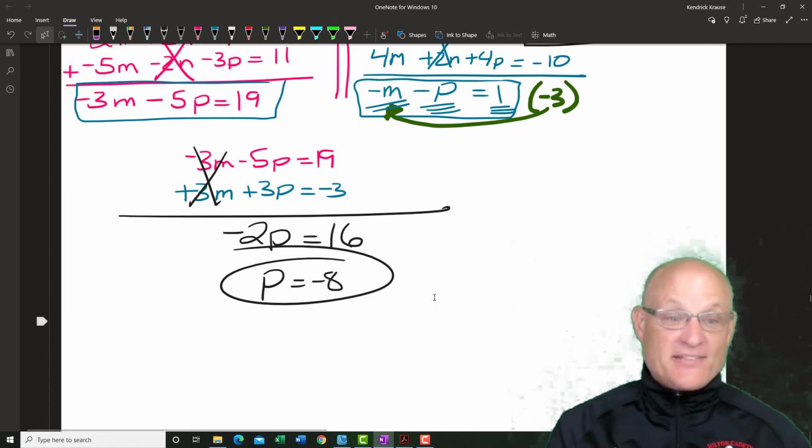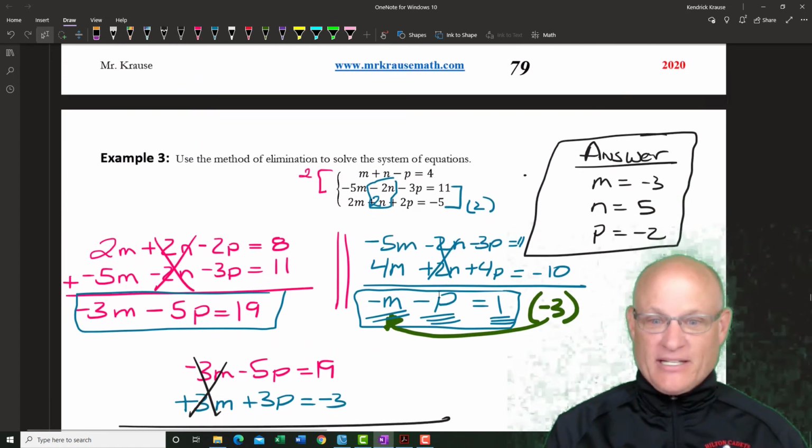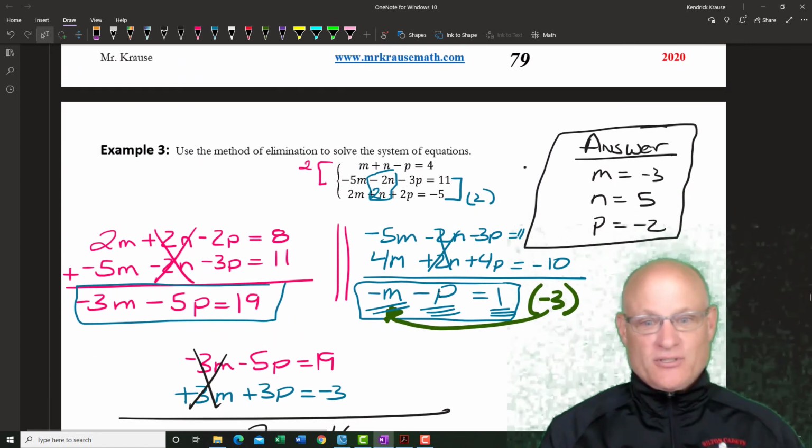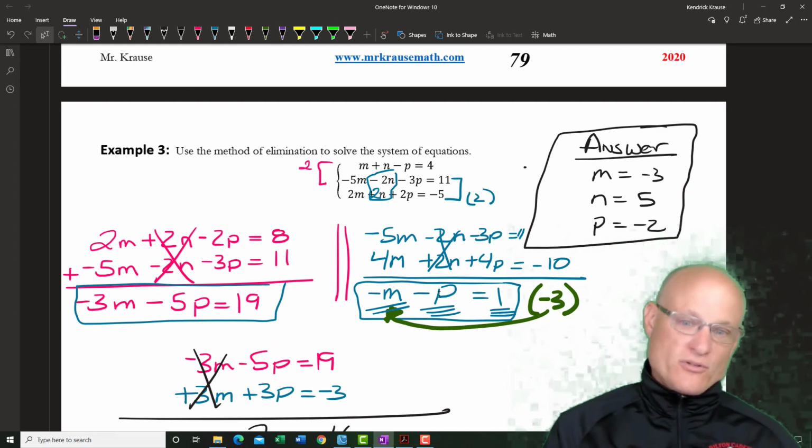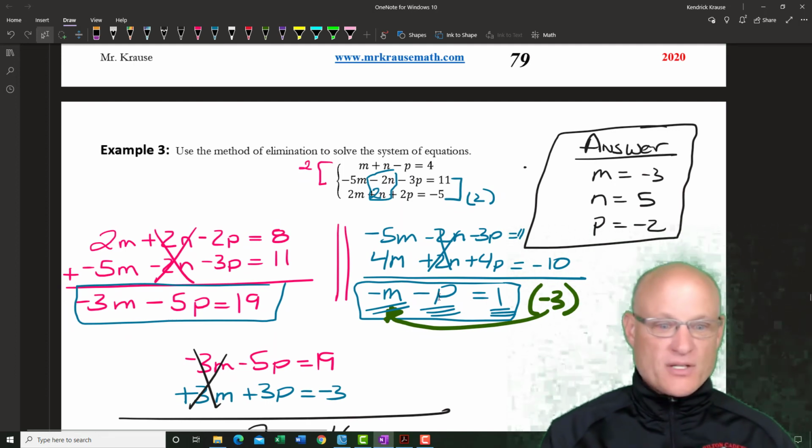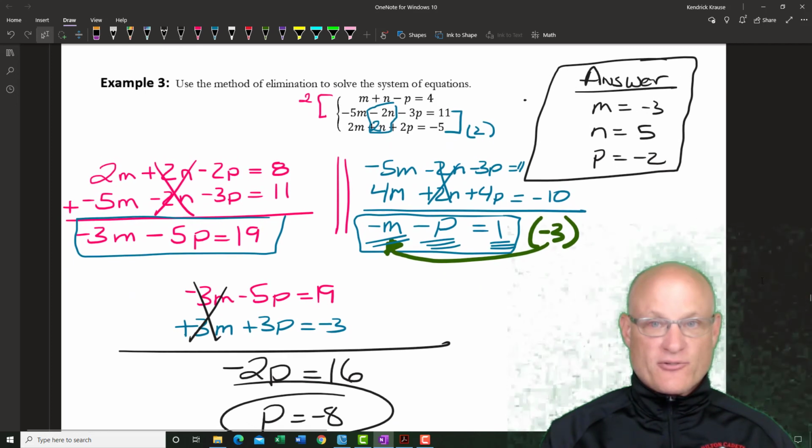And you see how nice that worked out? But that's not what we got p to be. We got p to be negative 2. So where in the world is Carmen Sandiego? Oh my God. I'm going to pause this and try to find my mistake.